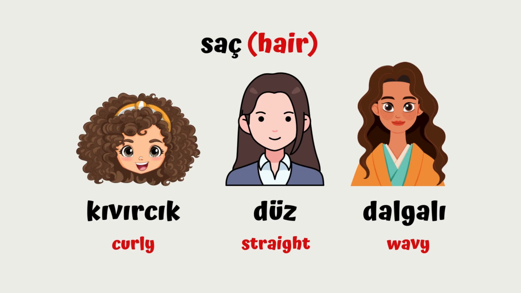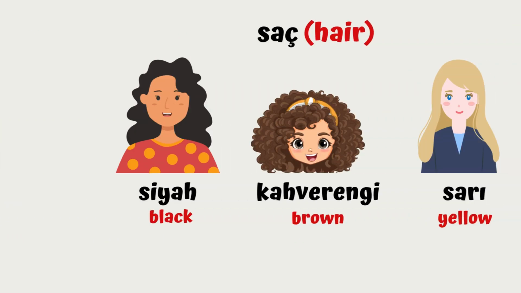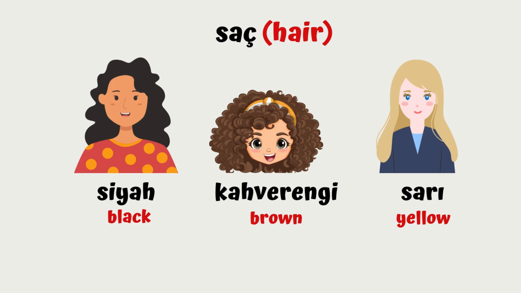Okay, I will continue with saç again, and this time we're going to talk about the hair color. And we have siyah, kahverengi, which means literally color of coffee. And then we have sarı.